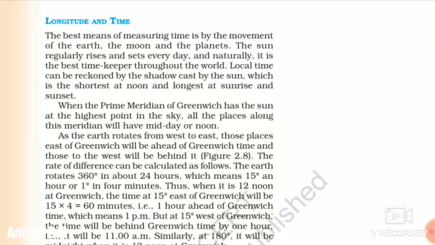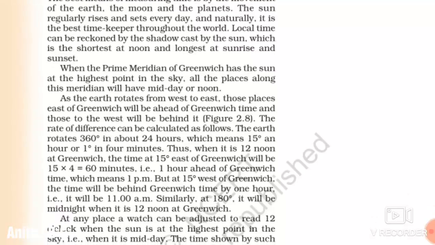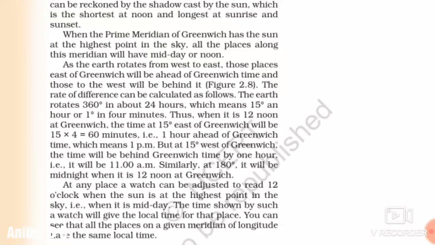When the prime meridian of Greenwich has the sun at the highest point in the sky, all the places along this meridian will have midday or noon. As the earth rotates from west to east, those places east of Greenwich will be ahead of Greenwich time and those to the west will be behind. In figure 2.8 we can see this, and the rate of difference can be calculated as follows.